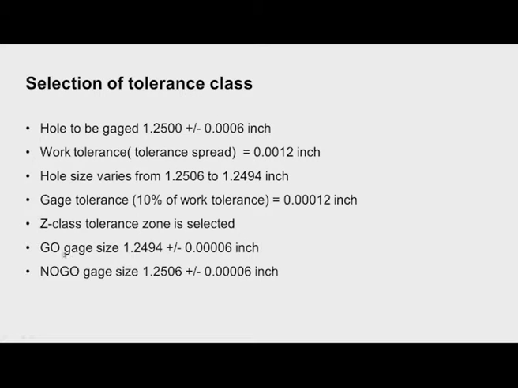So now the GO gauge size will be as follows. The GO gauge is made to check the lower size of the hole, which is 1.2494 inch, plus the gauge tolerance, which is to be added, that is 0.0006 inch.